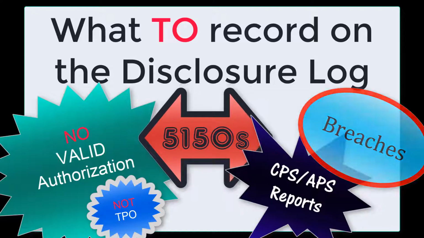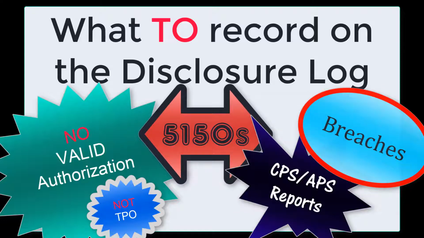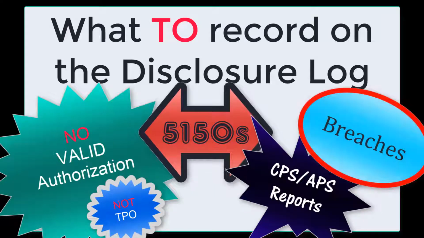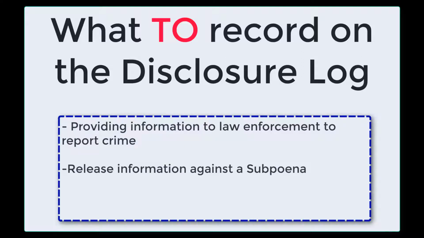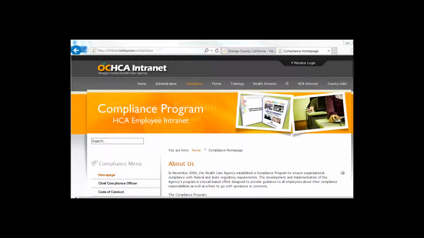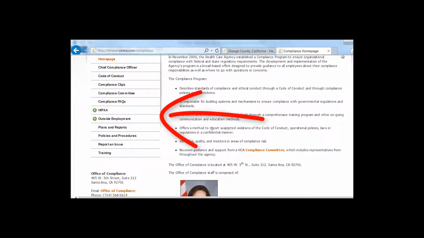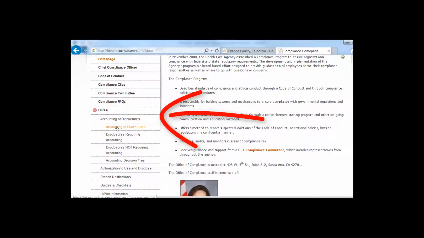There are many other instances in which you should be adding a disclosure onto this log, but they are not as common, such as providing information to a law enforcement agency to report a crime when life or safety is endangered, or when you release information against a subpoena. If you're in doubt, remember to review the Office of Compliance intranet page and look for the HIPAA tab. The Accounting of Disclosures section contains very useful information in making the decision as to whether you should record the disclosure on the log or not.